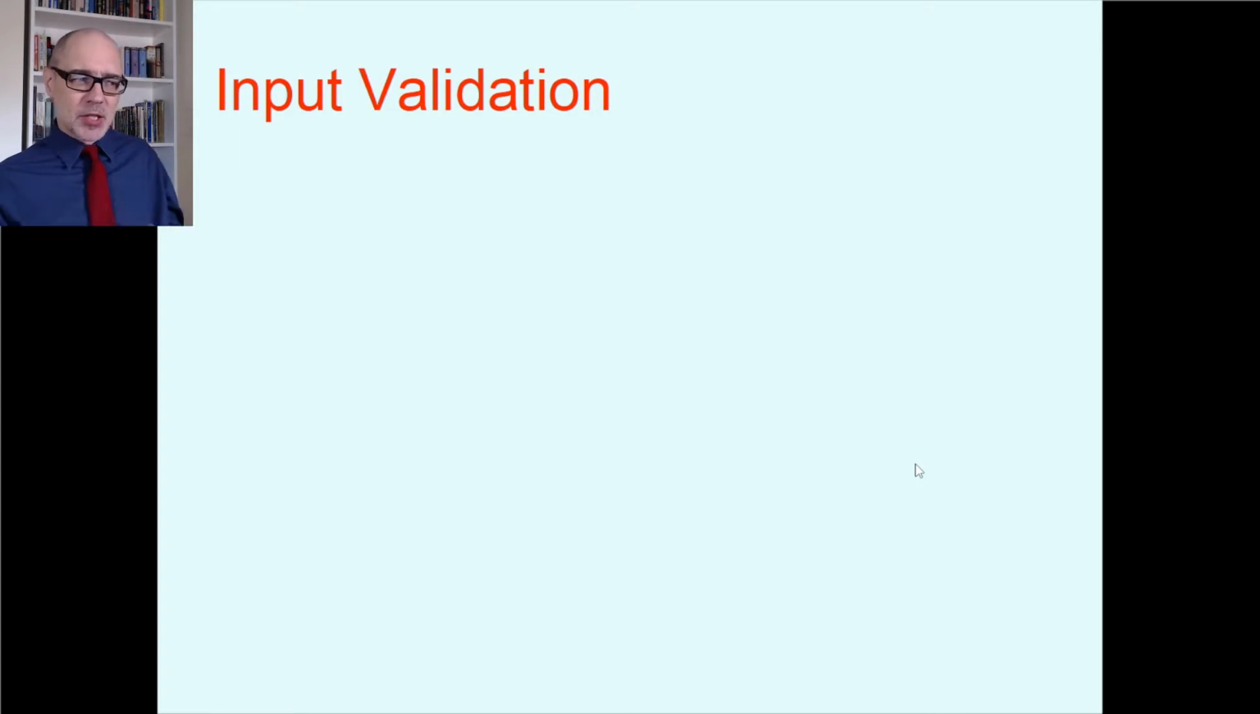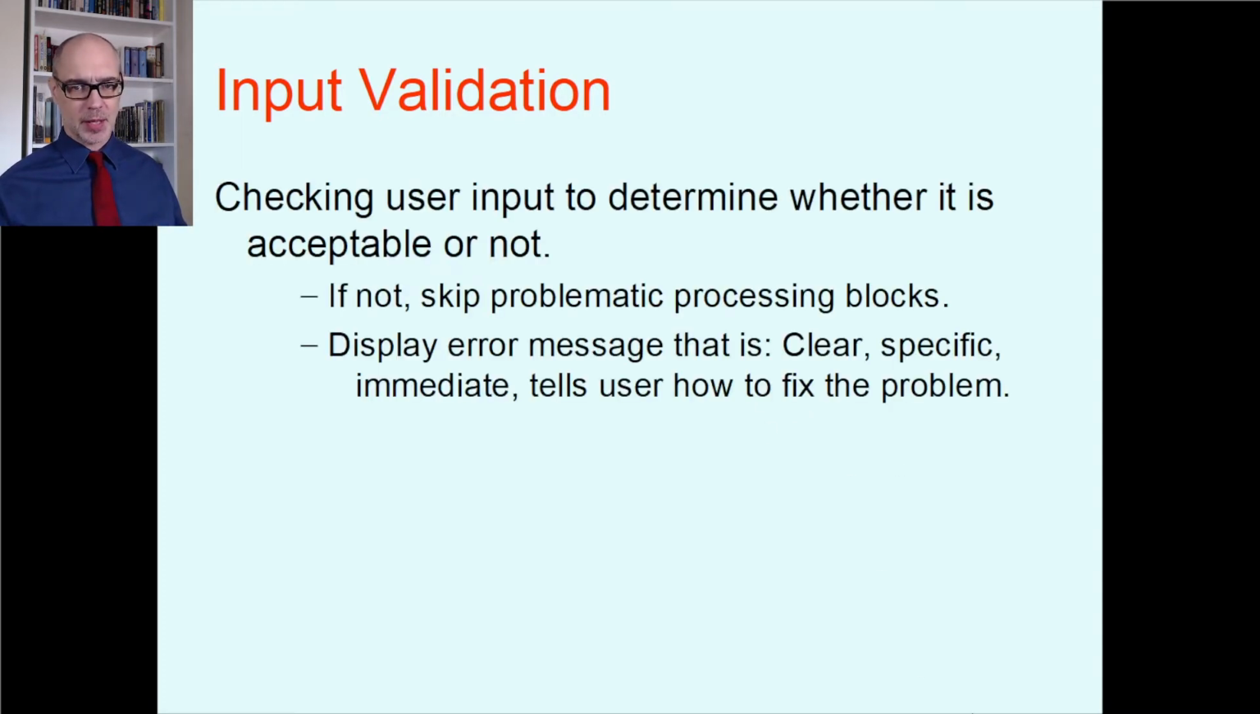Okay, so to expand on this, in our future programs, as we get user input, we are going to want to start doing input validation on the user input. What does that mean? That means checking the user input to determine whether it's acceptable or not. If not, you should throw up an error message and skip problematic processing blocks that would only work on proper data. So when you detect that the input is improper, you throw up an error message, and this is an important piece of text right here.